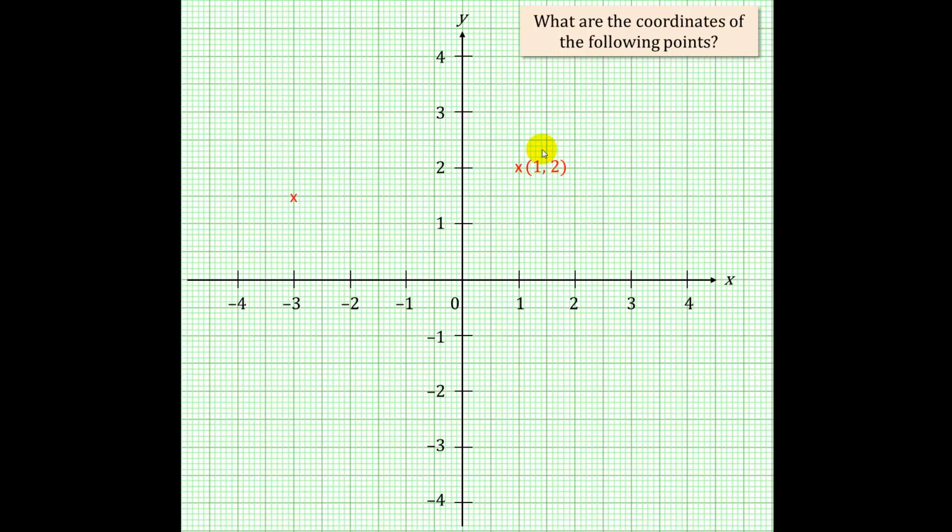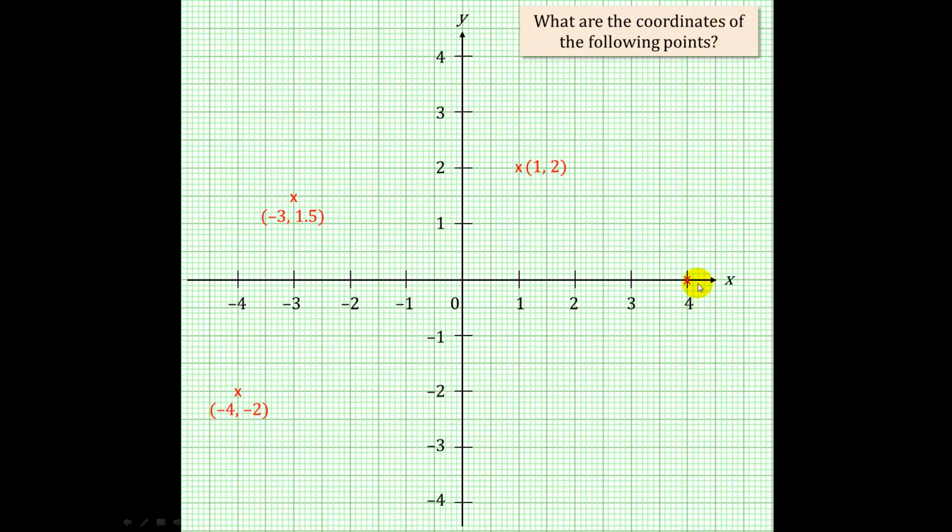Now what is the coordinate of this point here? Yes, it is -3, 1.5. What about this point here? Yes, it is -4, -2.